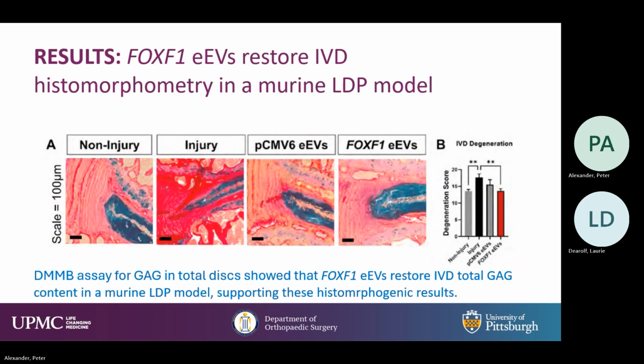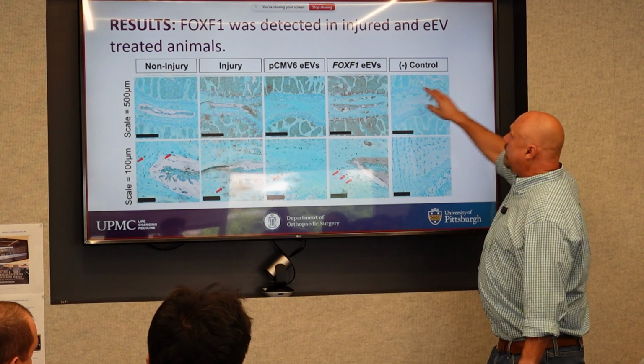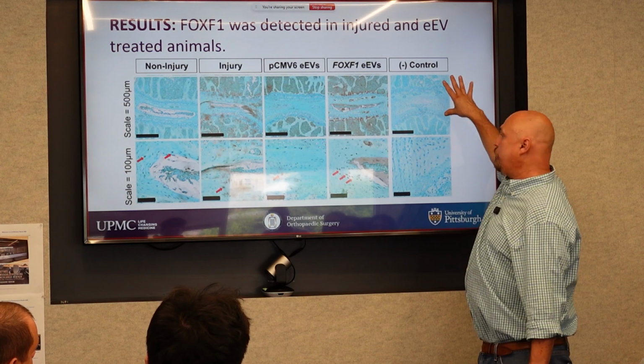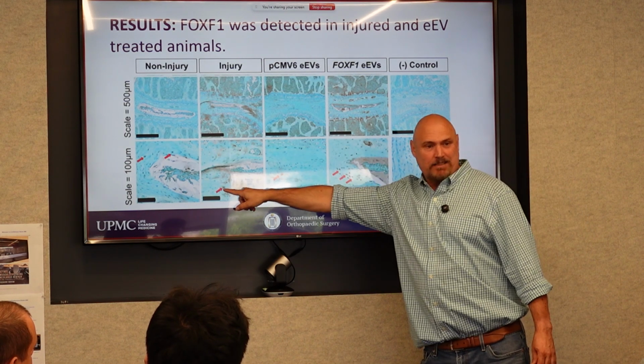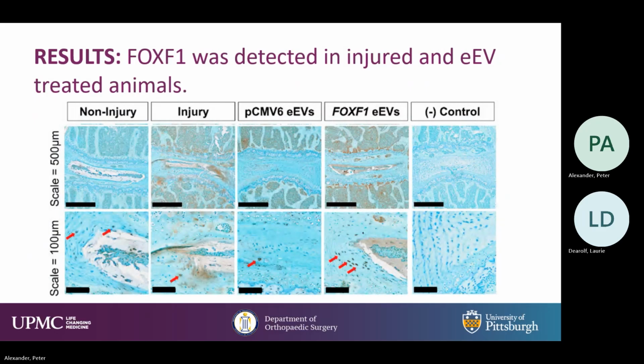And then she's also going to show us that FOXF1 is actually induced in vivo. So she does immunochemistry for FOXF1 in the five groups, right? And she points out what the signal is. And I think she has a graph that I'm not showing here to show that there are more FOXF1 expressing cells with the FOXF1 EVs as opposed to the CMV6, which I think you can see here, for example.